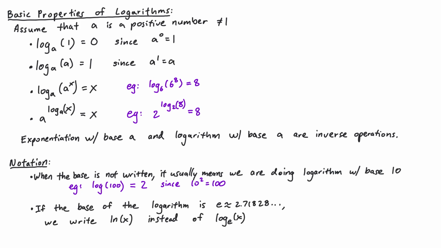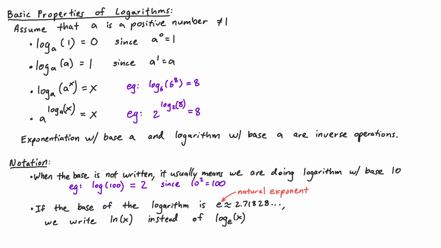Our next bit of notation is that if the base of the logarithm is e, which is an irrational number, kind of like pi, then we write ln of x instead of log with base e of x. This number e is called the natural exponent. It shows up in natural ways when we work with exponential things, kind of like how pi shows up naturally when we work with circles.